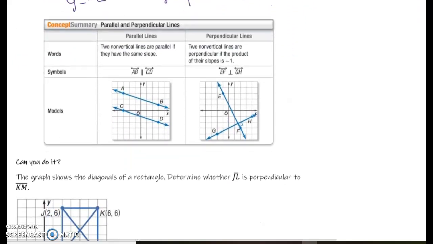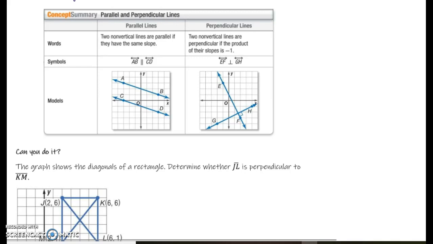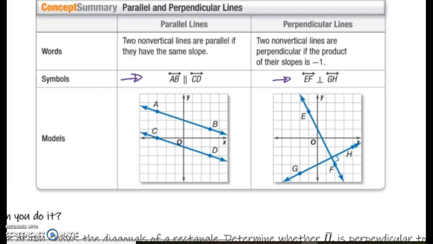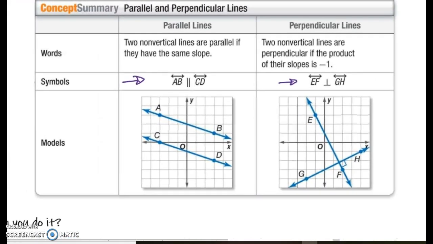Okay, parallel and perpendicular lines. This line right here with the double lines in it is a parallel line symbol. So the way you read this is line AB is parallel to line CD. On this one, the upside down T is perpendicular. So line EF is perpendicular to line GH. It has that symbol in there. Also, we talked about how two non-vertical lines are perpendicular if the product of their slopes is -1.